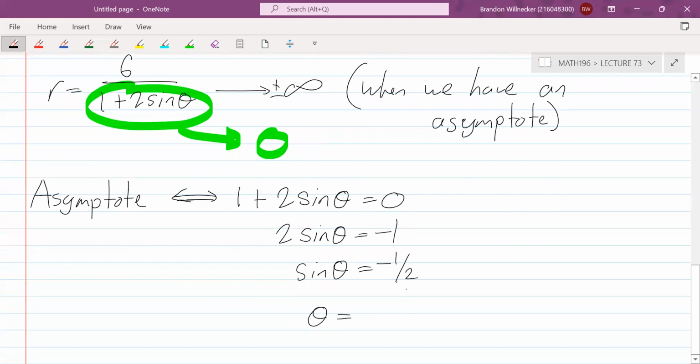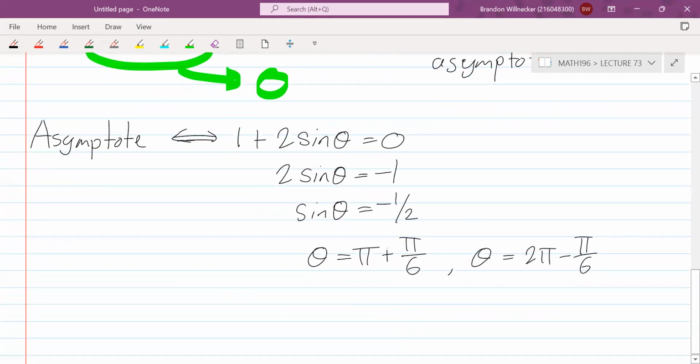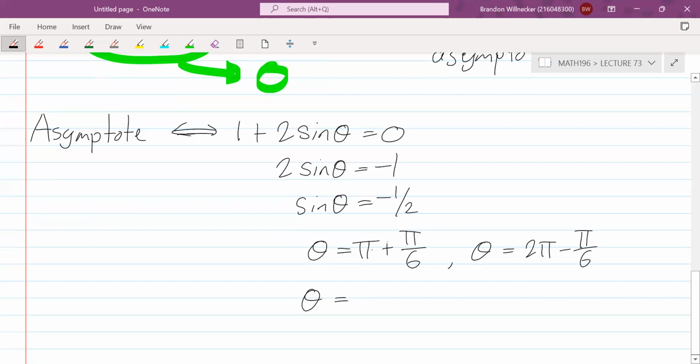Well, that's going to be when theta is equal to pi plus pi over 6, or 180 plus 30 if you want to think of it like that, or when theta is 2 pi minus pi over 6. Okay, those are the two theta values where it's going to be minus a half. So theta is 6 pi over 6 plus pi over 6, so that's 7 pi over 6. And on the other hand, we have 2 pi minus pi over 6, so that's 12 pi over 6 minus pi over 6, so that's 11 pi over 6. Okay, so these are the two angles of the asymptotes.